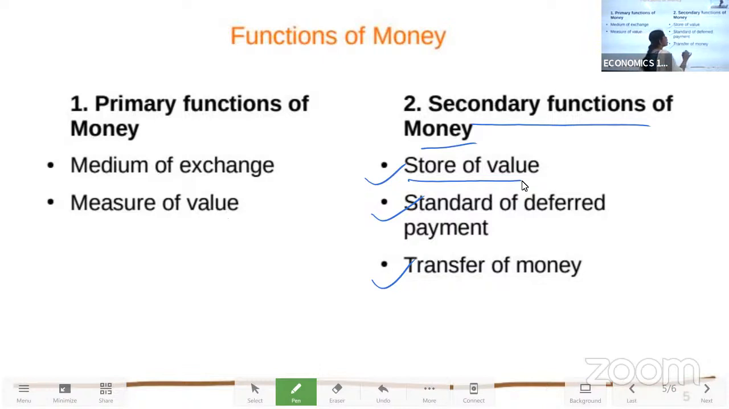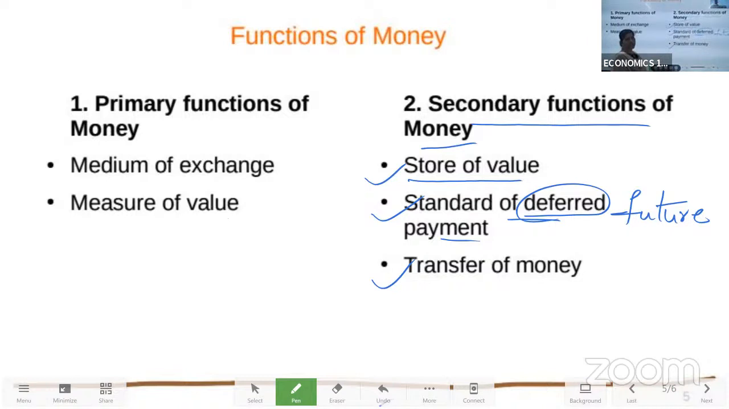The next one is the standard of deferred payment. Deferred payment, as I already told you, is the future payment. Deferred means future payment. Say you are doing a transaction at present, which means you are buying something at present and paying in the future. That facility we have with money. But under the barter system, do we have this facility? No, we don't. Nowadays you can see how all business transactions are done: they buy now and pay in the future. So future payment is possible with the help of money. That is another function which comes under the secondary functions of money.